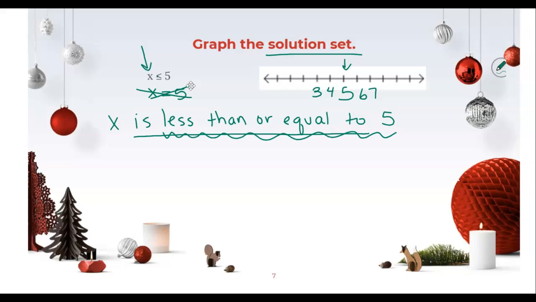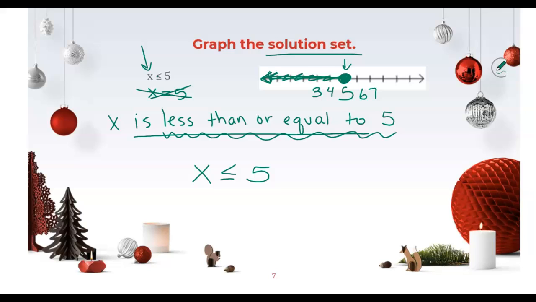But that's not what it's saying. We're saying all the values that are less than or equal to 5. And that means that 5 is a solution. So we have to use a closed circle. And then we need all the values that are less than 5, and that would be shading it to the left. You can always use test points. Every point this side of 5 makes the inequality true.